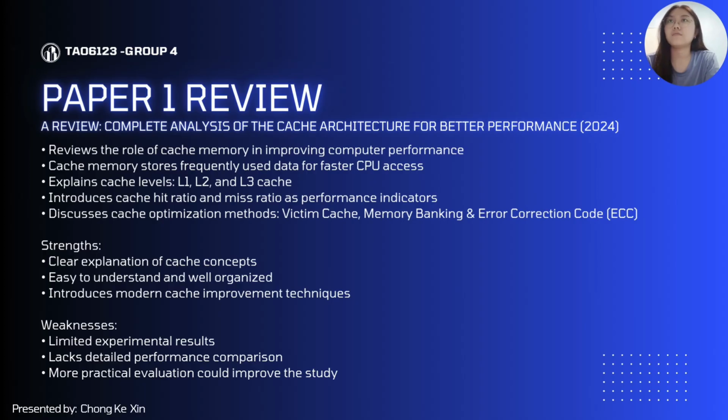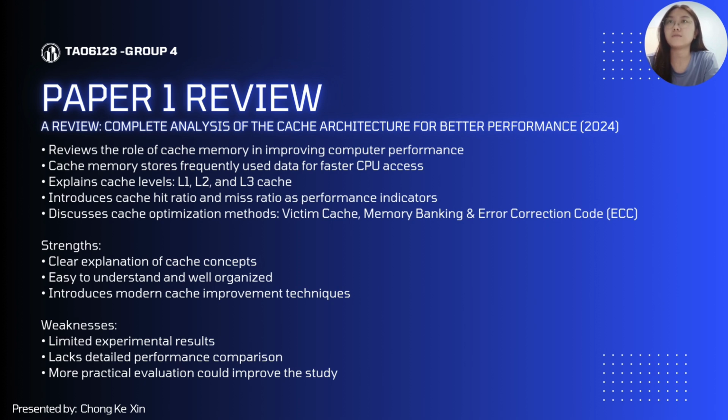For Part A, I reviewed the paper titled A Review Complete Analysis of the Cache Architecture for Better Performance, published in 2024. This paper discussed the importance of cache memory in improving computer system performance. Cache memory is a small and high-speed memory located between the CPU and main memory that stores frequently used data to reduce access time and improve processing speed.